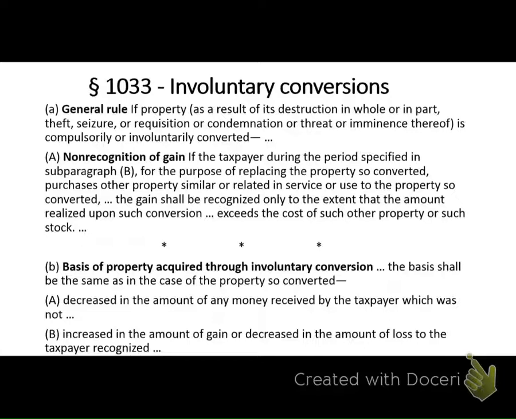All right, so now we get to figure out his new basis. So how do we figure out his new basis? This is a little bit complicated. I might say it twice. So, figuring out new basis, we start with cost, right? So what was the cost of the new property? The cost was $560,000. We reduce that by the gain realized but not recognized, right?